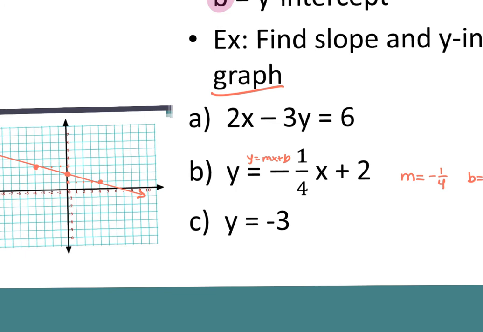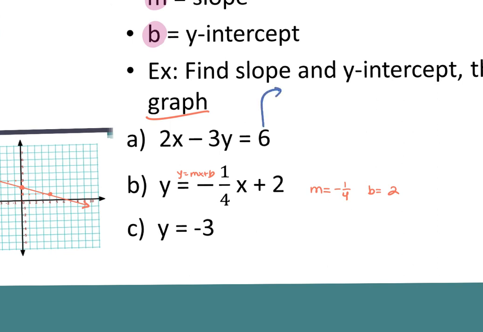All right, so now go back to A. A is not in slope-intercept form, right? You have to put it in slope-intercept form. And how do I do that? You put the 2x to the other side, so you're going to subtract the 2x. Then negative 2x plus 6, and I'm going to divide by -3. I have to divide each term by it. So I get y equals -2/-3, which becomes +2/3 x, and then 6 divided by -3 is -2.